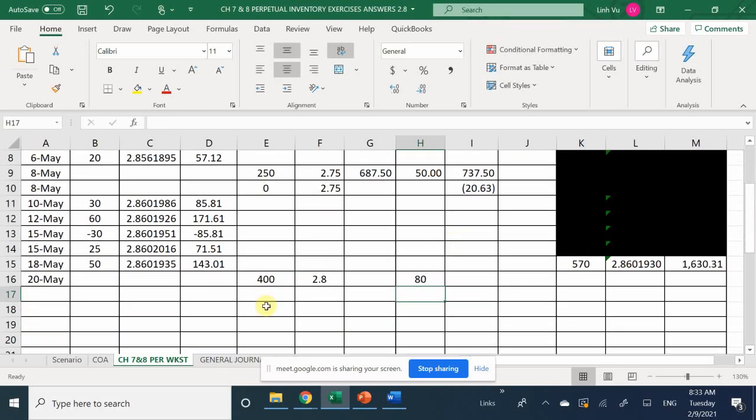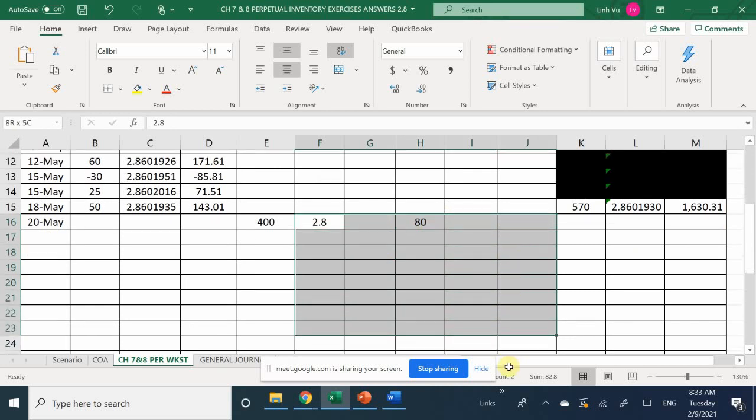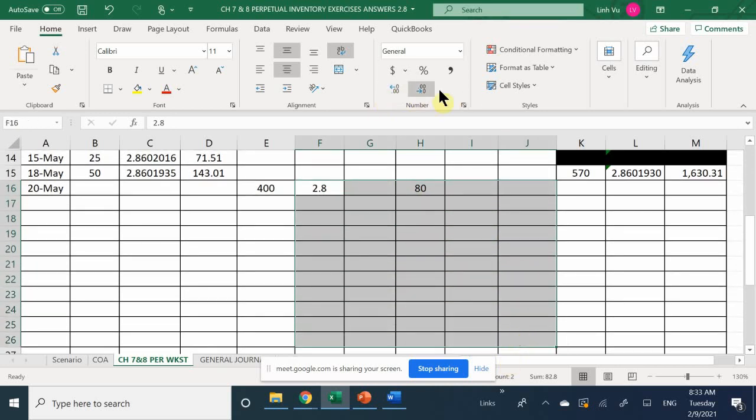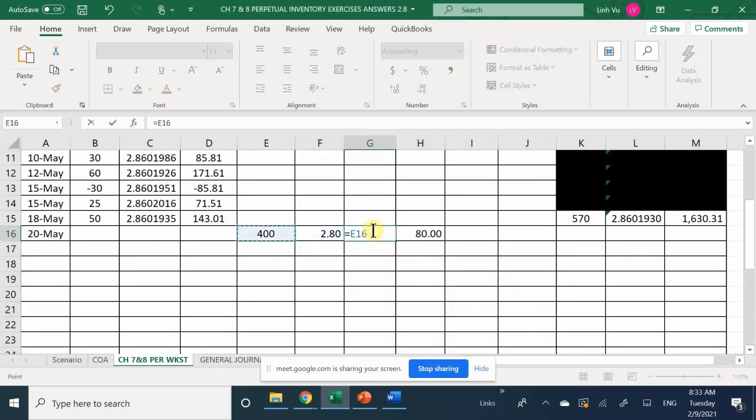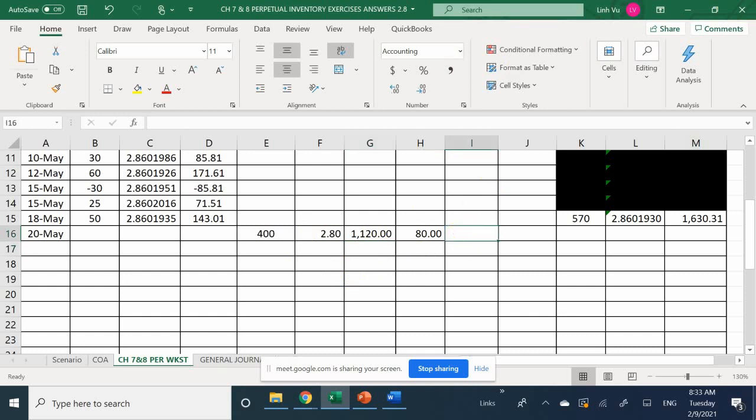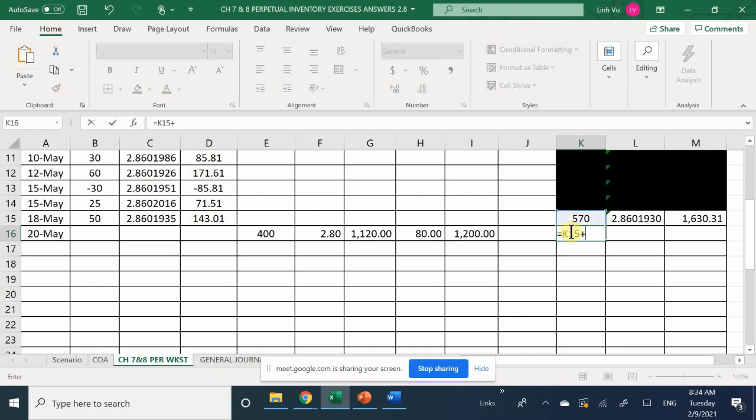Let me format this. So what's my total purchase here? 1120. And what's my total cost here? 1200. And of course, now we're just going to add it directly in here because we are doing moving average. So we're going to add up our quantities. What's our total quantity here? 970. And what is my total cost here?